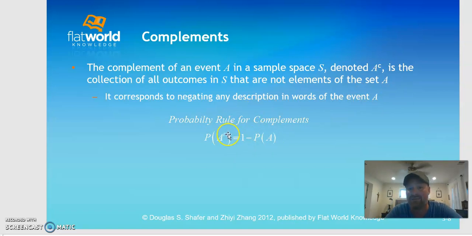Another way of denoting A to the C power is "A not." So it's not the probability of A, it's the opposite of the probability of A. For example, let's say the probability of A was 90%. There was a 90% probability that an event would occur. Then this would be 10%, right? We would get that by taking 1 and subtracting 0.9 from it, getting 0.1, which is 10%.